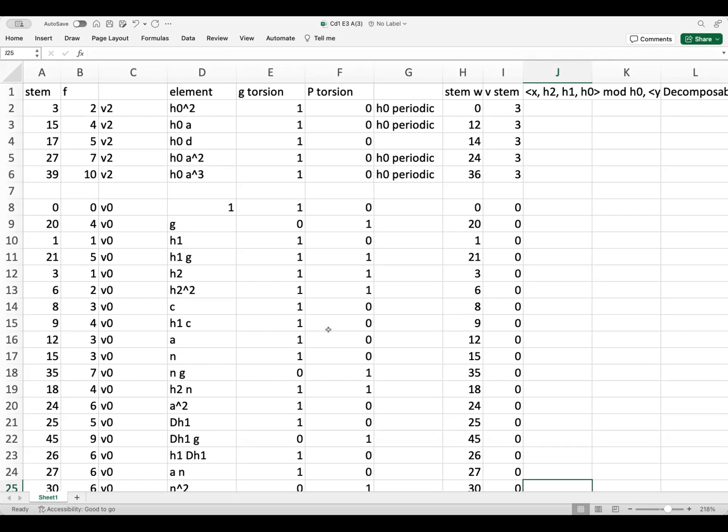Wait, how does it say G V naught is 0? But for some elements, the one in that column means G times that element is 0, like G C is 0, for example. So it doesn't really mean that, but it is in fact true. What the one means is don't worry about the G multiples of this element C. If there are G multiples, they'll be somewhere else.